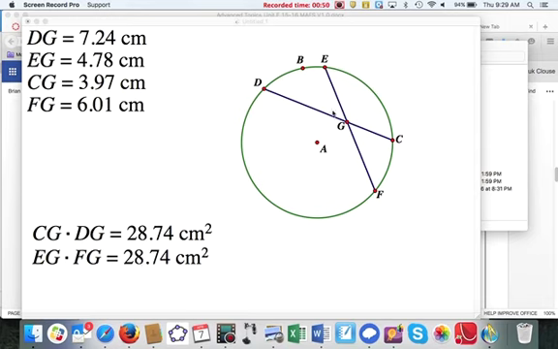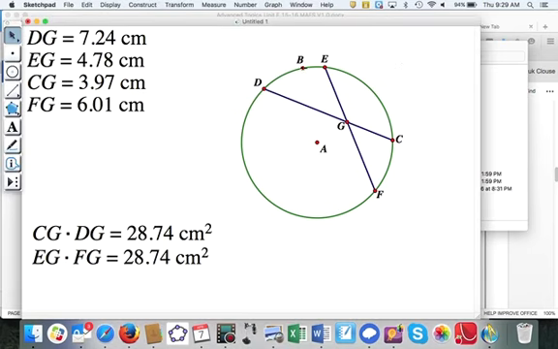Notice the products that I've found here. CG times DG. So that's the product of the two parts of chord CD. And then I also multiplied EG times FG. Those are the parts of chord EF being multiplied together. And as you can see right now, those two products are the same.